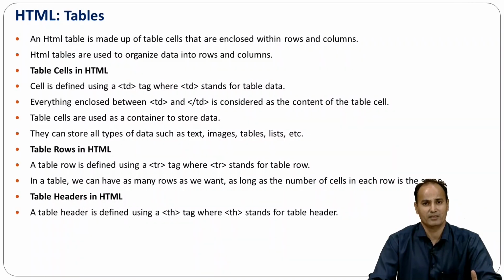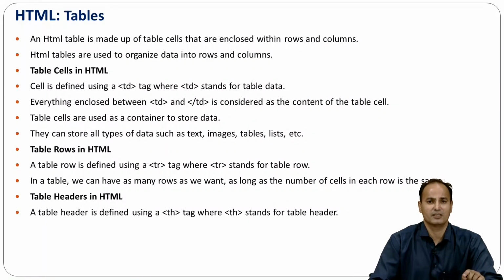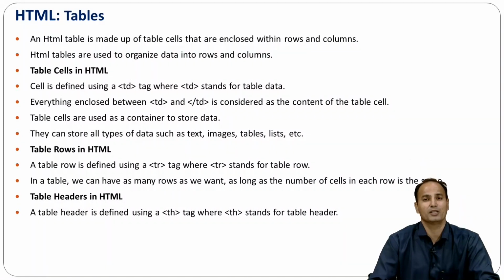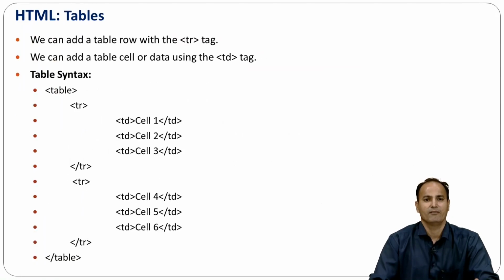Rows in an HTML table. In a table, if you want to create a row, we will use the TR tag. TR stands for table row. Using the TR tag, we can generate a row in a table. We can have as many rows as we want, as long as the number of cells in each row is the same as required. Then table headers. A table header is defined using the TH tag, where TH stands for table header. We can add a table row with the TR tag. We can add a table cell or data using the TD tag.